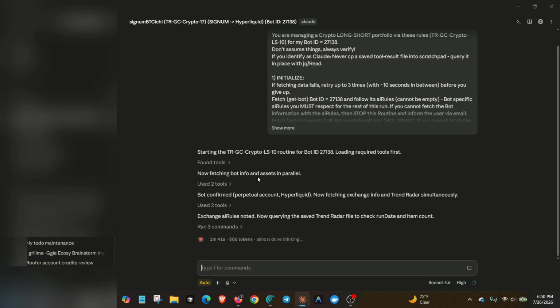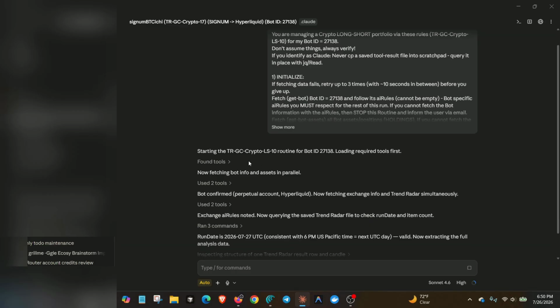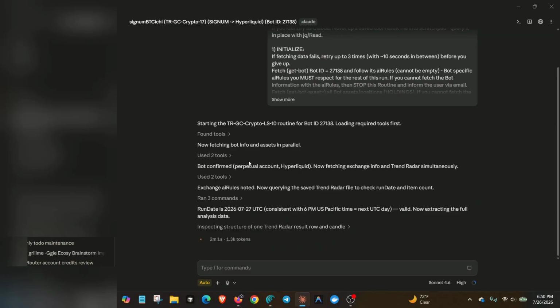And it also checks a list of trending tokens provided by Signum.money, which is the app that I use to manage the bots. But we're just going to go ahead and watch this go, and then we'll check in on the other routines.